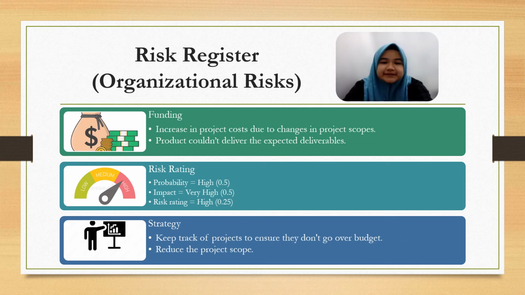Any changes in the project scope will cause an increase in the project cost. As a result, our product could not deliver the expected deliverables and meet the expectations of our client. The probability for this to happen is high, which is 0.5, and the impact from this risk is very high, which is 0.5. Thus, the risk rating for this risk is high, which is 0.25.